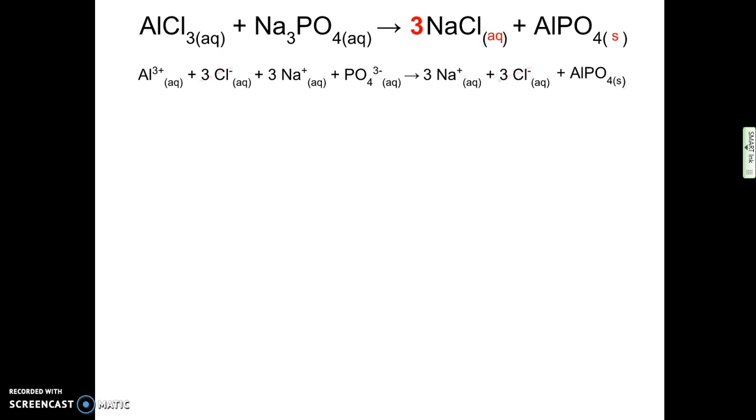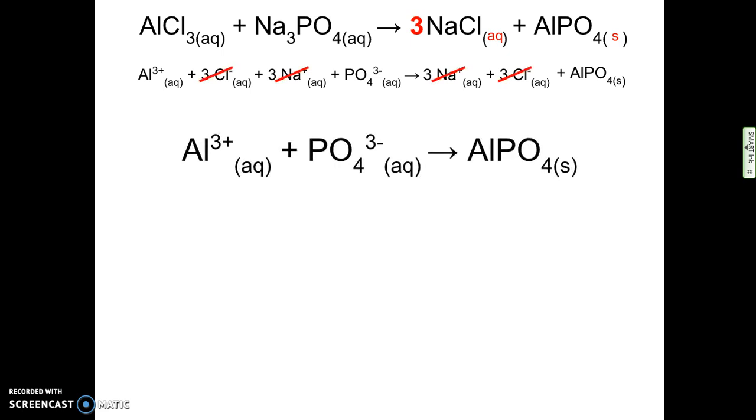Now we get rid of spectators. Look at that. The chlorides and the sodiums are going to fall right out of here, and we write what's left over. This is our net ionic equation. So we have what's called a full molecular equation is the first one. The full ionic equation is the second one, and then the net ionic equation is the third one.